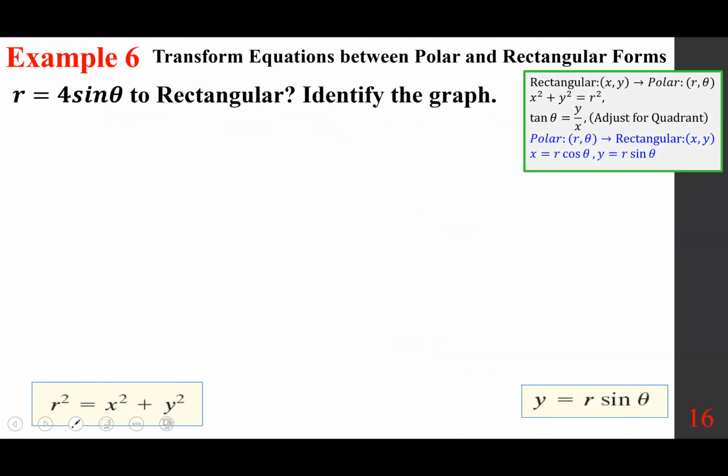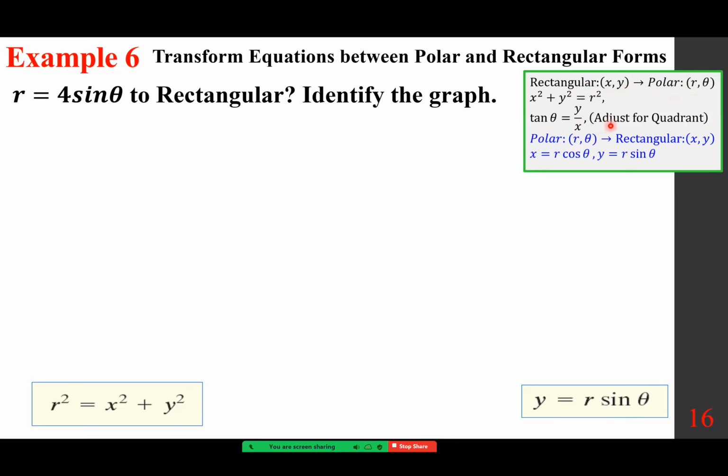All right, transform equations between polar and rectangular forms. r is 4 sine theta. We want to change this to a rectangular form, and we want to identify the graph. Reminding everybody that r squared is x squared plus y squared. y is r sine theta. Remember, rectangular is x comma y, polar is r comma theta.